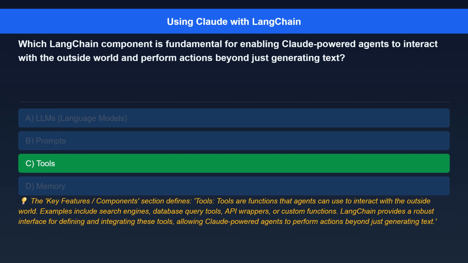The correct answer is tools. Here's the explanation. The Key Features Components section defines tools. Tools are functions that agents can use to interact with the outside world. Examples include search engines, database query tools, API wrappers, or custom functions. LangChain provides a robust interface for defining and integrating these tools, allowing Claude-powered agents to perform actions beyond just generating text.